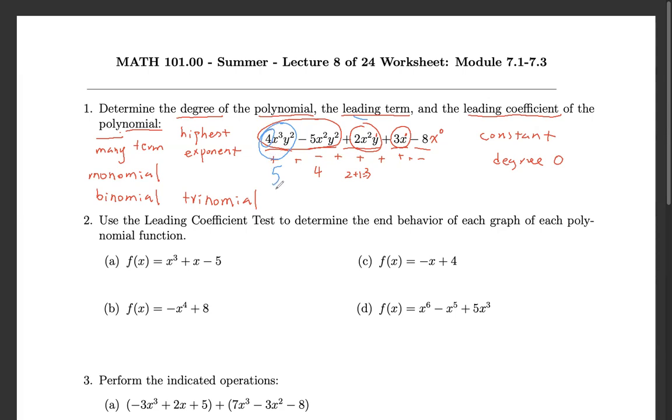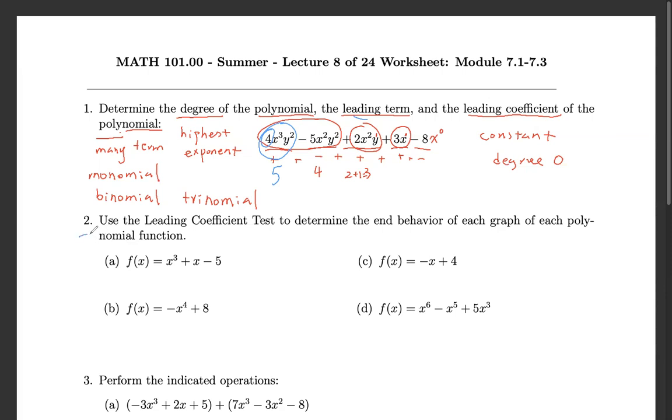So the degree of the polynomial is 5. The leading term is this one, the one that has the highest exponent, the one that has the highest degree. Then the leading coefficient is the number in front of the variables of the leading term. Right, so that's the first one.